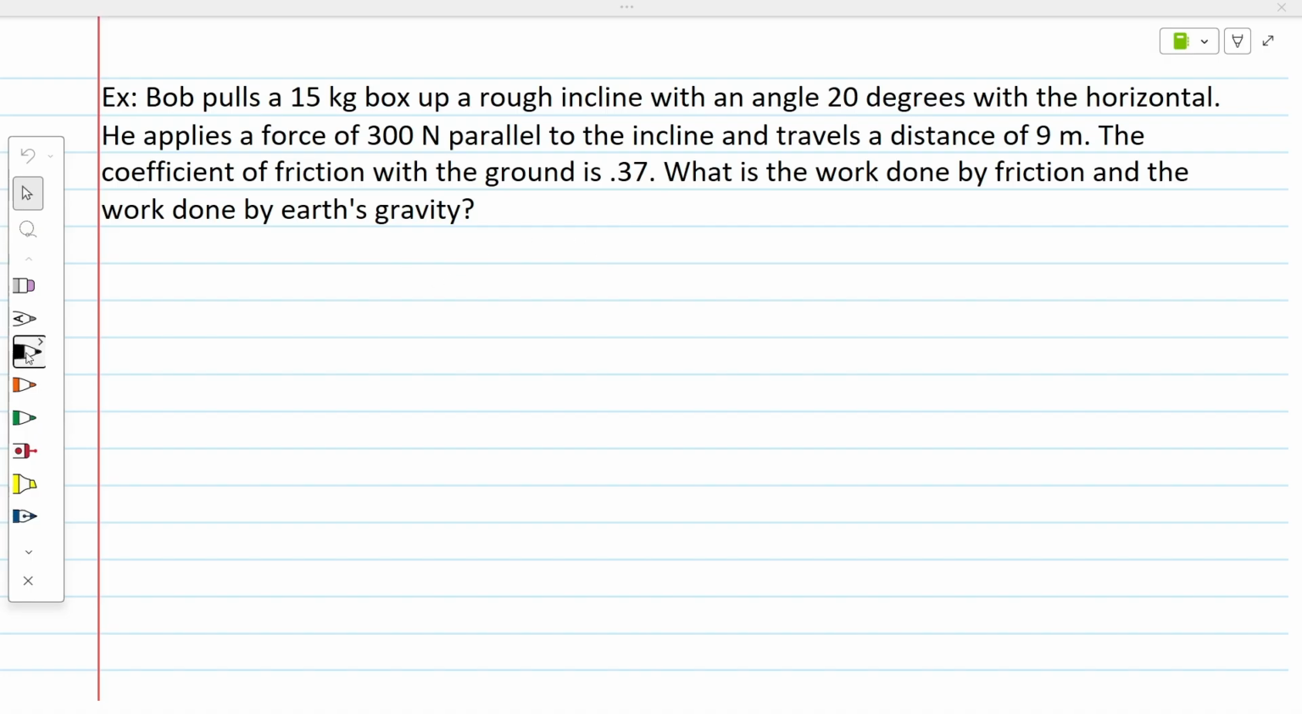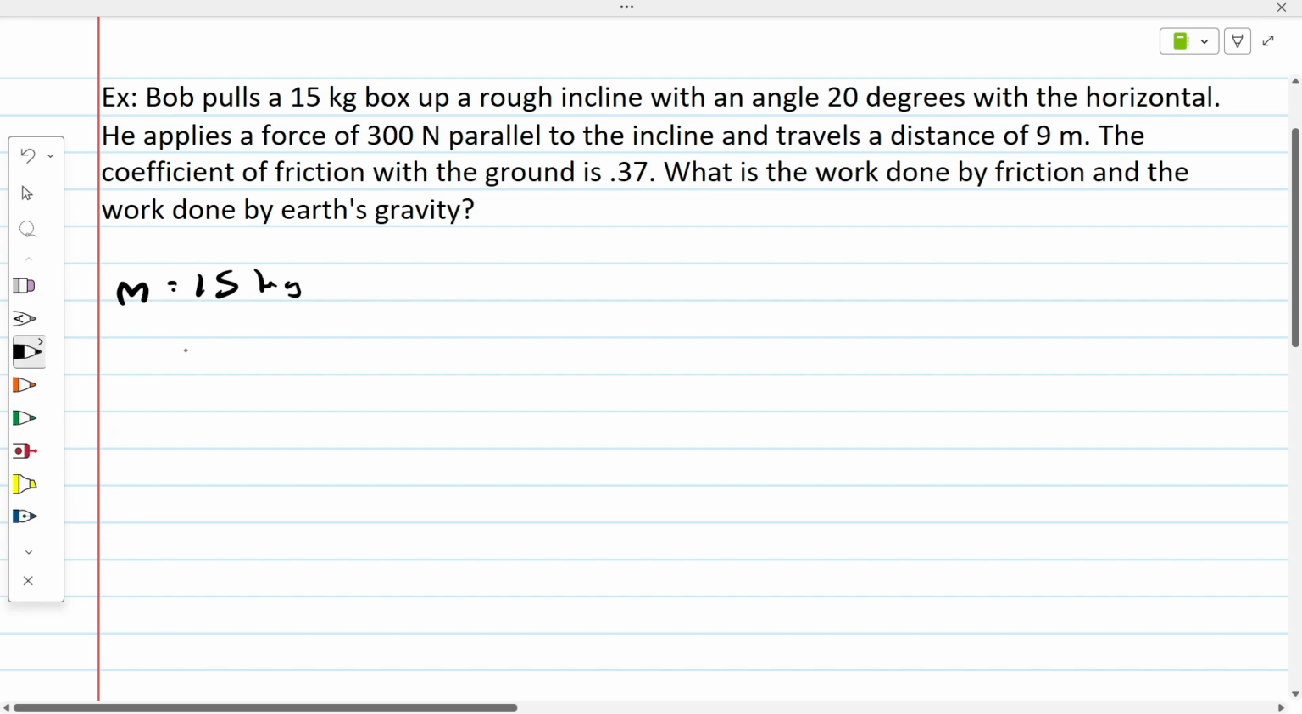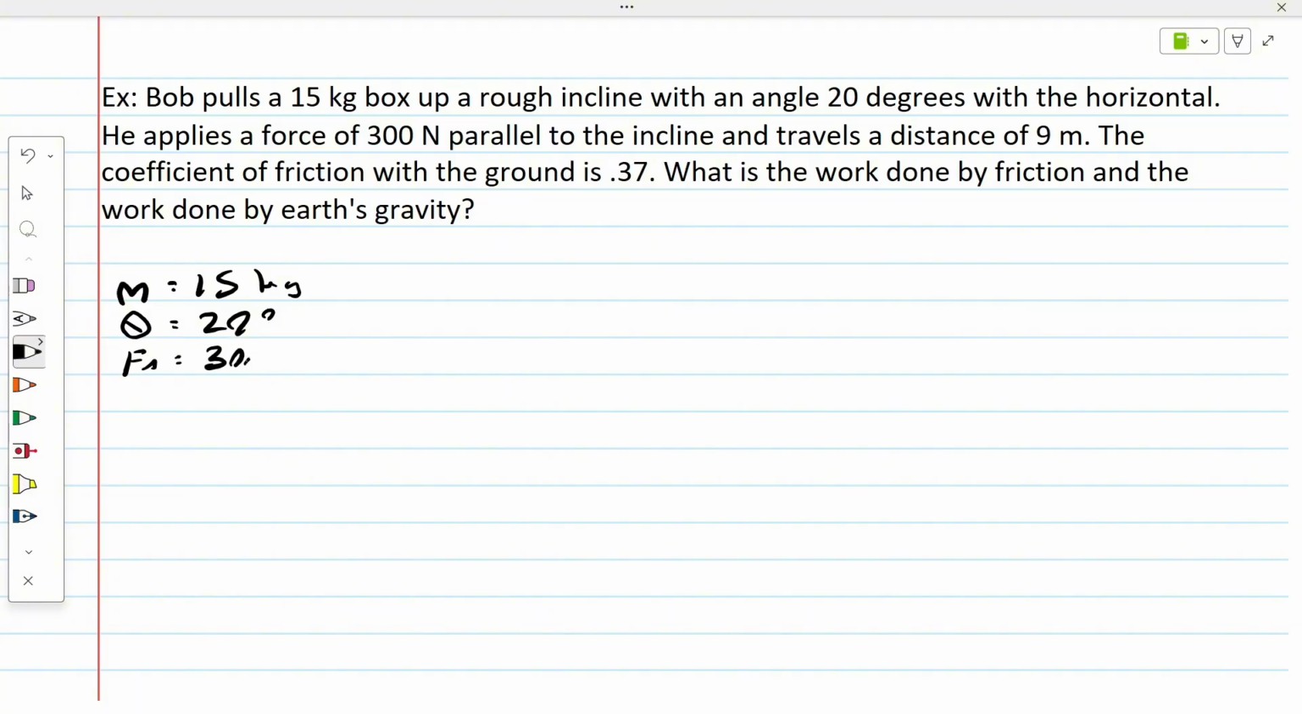So let's write out what we have first. The mass of the block is 15 kilograms. The angle that the incline makes is 20 degrees. The force applied is 300 newtons. We know the coefficient of friction, and since it's a sliding box, we know it'll be kinetic friction, is 0.37. And the distance he travels is 9 meters.